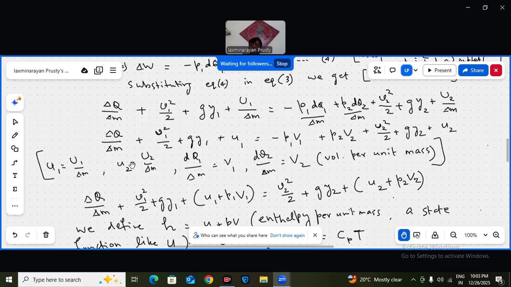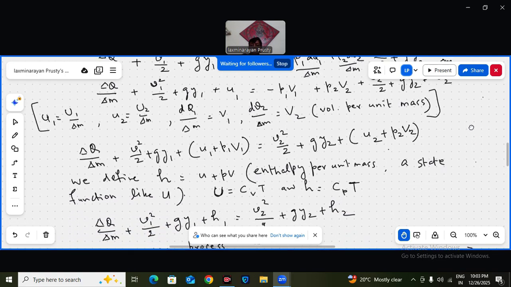Internal energy per unit mass. This is the volume per unit mass, specific volume. We call that V1, or 1 by rho, that is volume per unit mass. We call it specific volume, or 1 by rho.